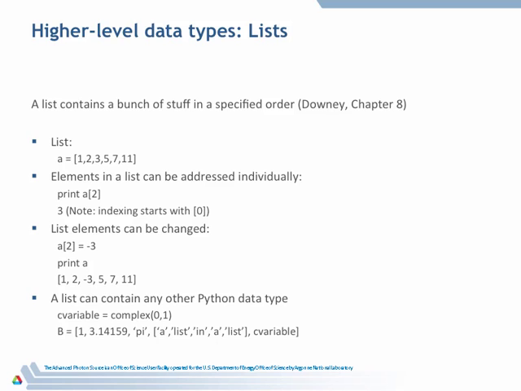And as I said before, a list can contain any other Python data type. So here is a list that contains an integer, a float, a string, another list, and a complex variable. And I've specified the complex variable by its variable name. So as we'll see, it matters that I did it that way, but we'll see why. Okay.